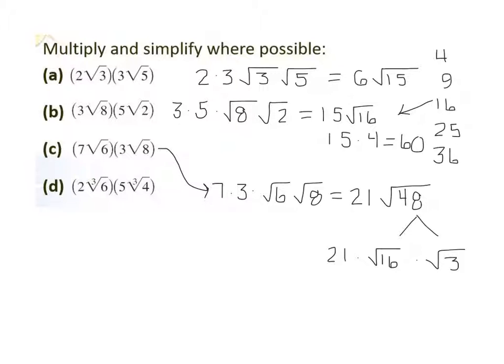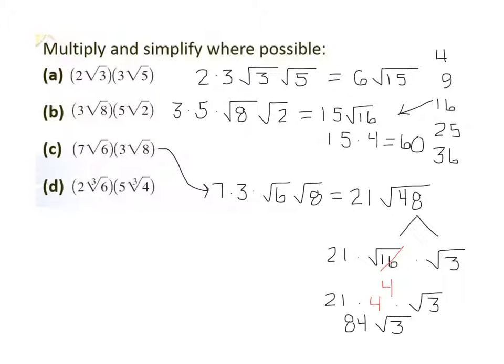Well, this square root 16 is equivalent to 4. So now what we have is 21 times 4 times root 3. And 21 times 4 is 84. So our final answer is 84 root 3.